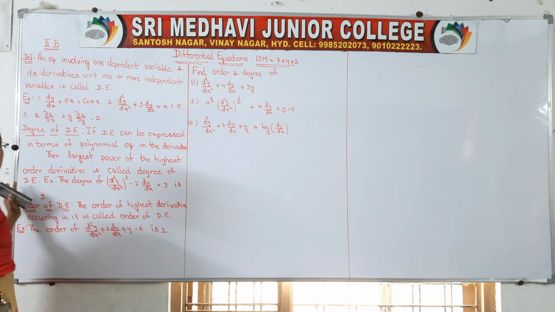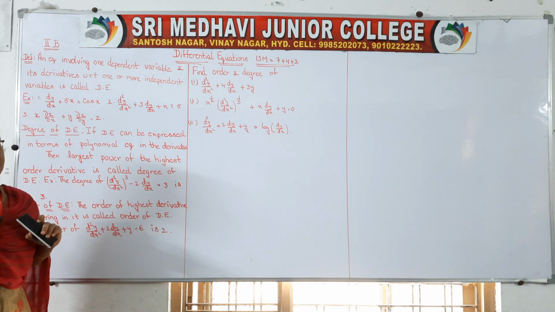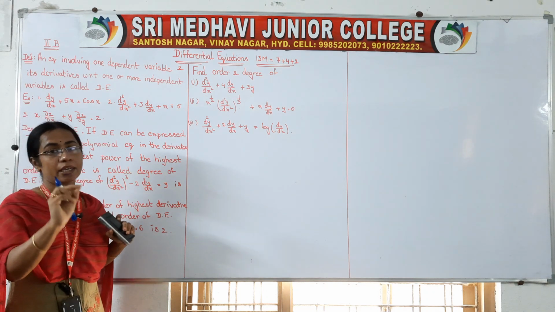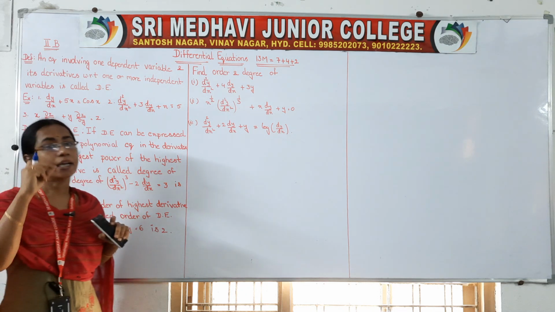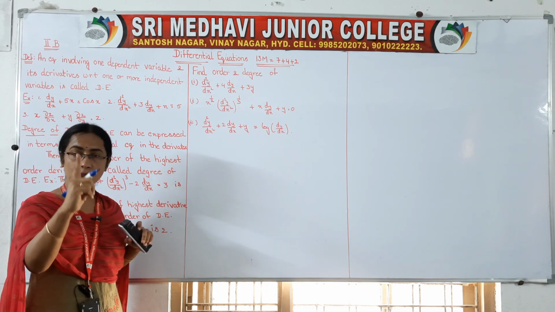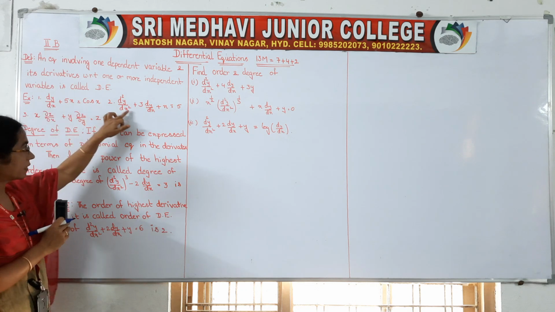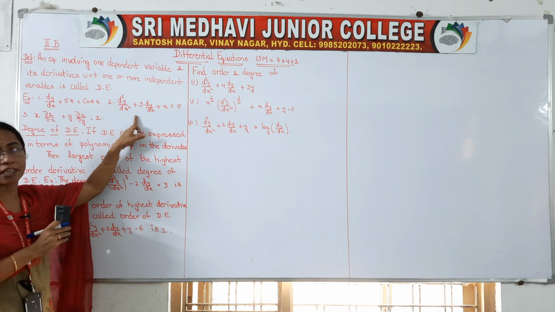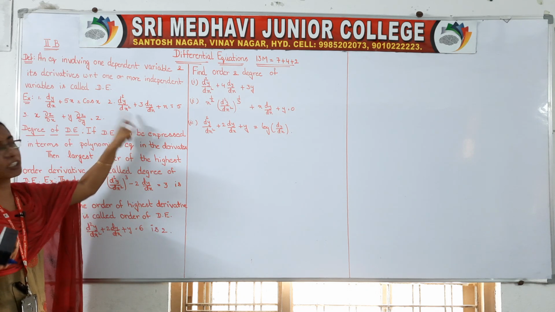In this chapter, we will deal with only ordinary differential equations. That means an equation involving one dependent variable and its derivative with respect to only one independent variable. Okay, so these are examples of ordinary differential equations, or we will simply say differential equations.